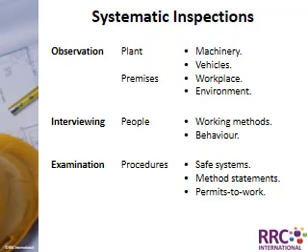The systematic inspections. To focus on the first of these active monitoring methods, one popular way to actively monitor health and safety performance is to carry out general workplace inspections. These inspections often focus on the 4Ps. They are plant, checking the machinery, equipment, and vehicles; premises, checking the workplace and working environment; the people, checking the working methods and the behavior; and procedure, checking the safe system of work, method statement, and permit to work.